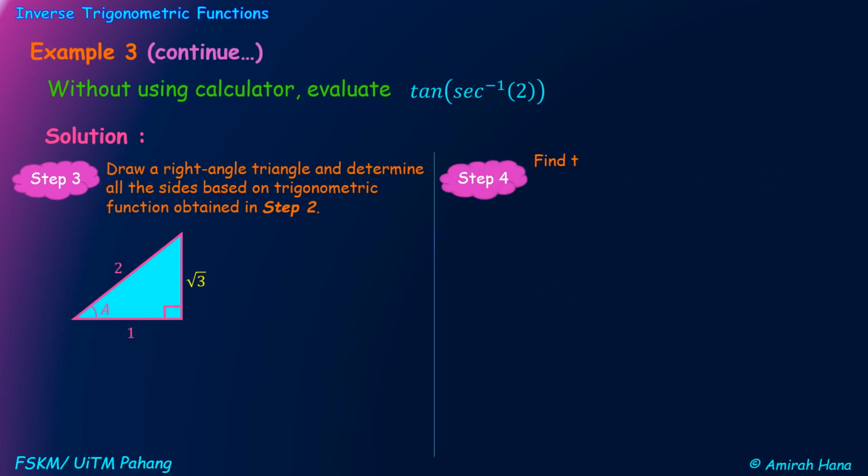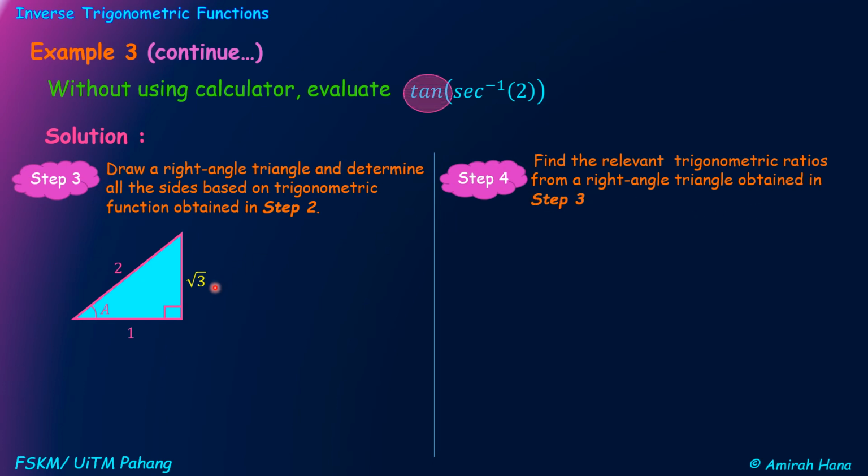we continue with step 4. Find the relevant trigo ratios from the right angle triangle obtained in step 3. Actually, from the right angle triangle, we can list down all 6 trigo ratios because we already know all the 3 sides. But we just need to take the relevant trigo ratios only.